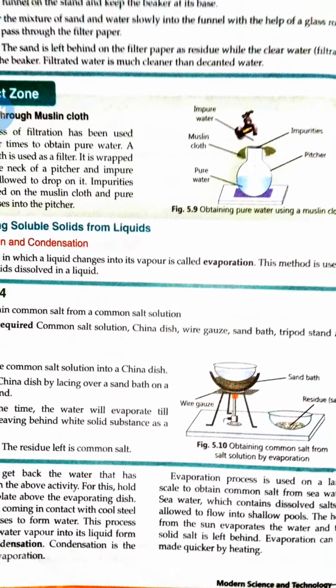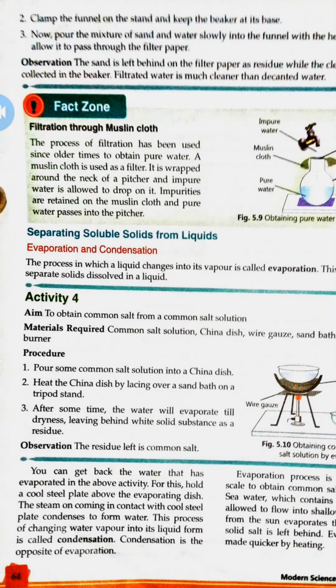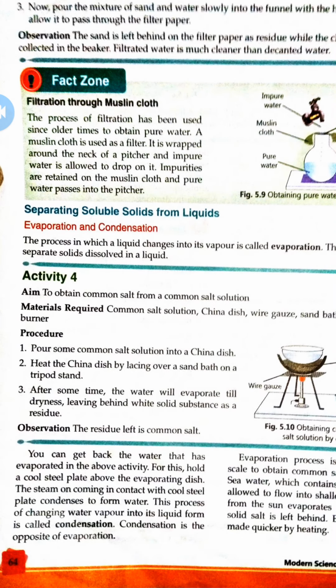Now third, after some time the water will evaporate till dryness, leaving behind a white solid substance as a residue. After some time what will happen? The water will evaporate till it is dried up and only the white solid substance is left as a residue. This residue that is left is the common salt.